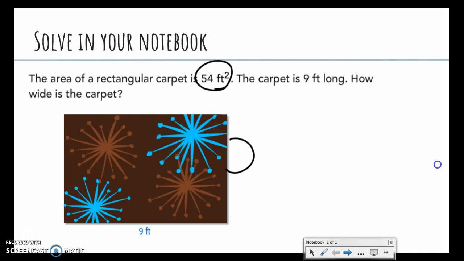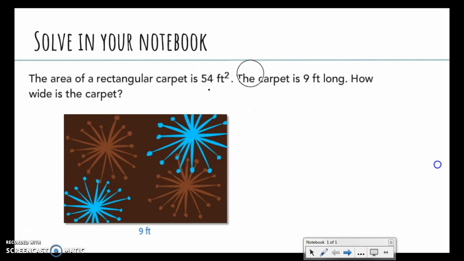Well, guys, this is super easy. All you do is take your whole, which is 54, and take your part that you know, which is 9, and divide. 54 divided by 9 is 6. And this is not going to be feet squared, it's going to be 6 feet because you haven't multiplied yet. So 6 feet. And then when you multiply 6 feet times 9 feet, then you will have your feet squared. Because you'll do 6 times 9, which is 54, foot times foot, which is feet squared.